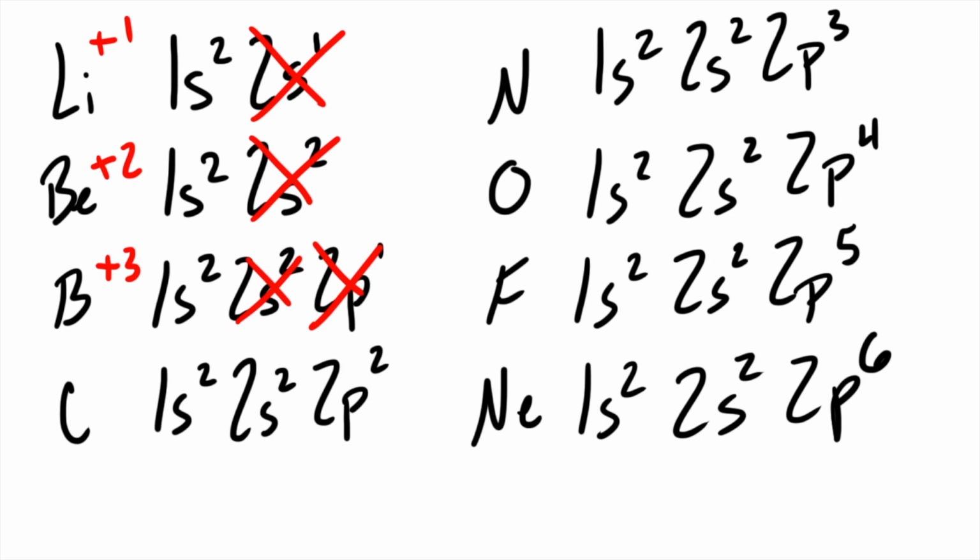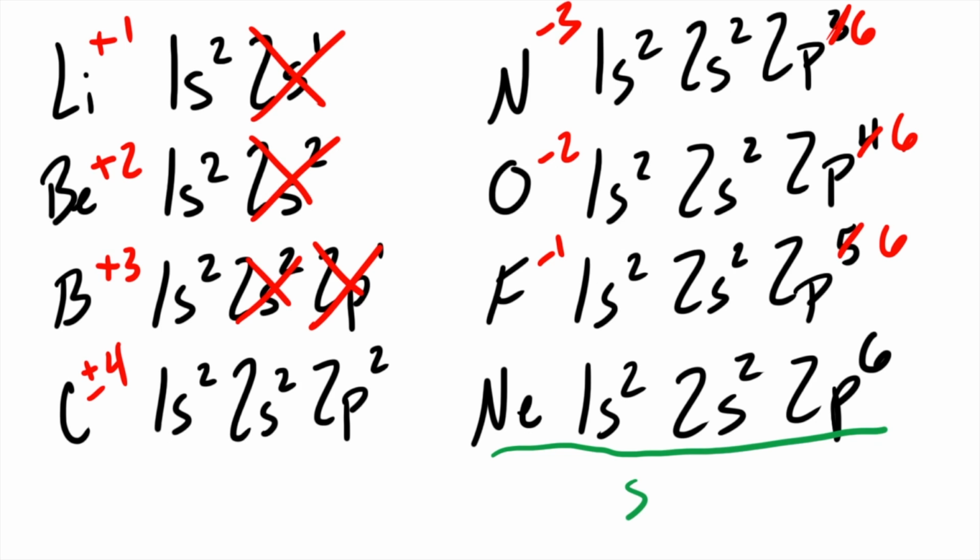Carbon is special in regards to that it has 4 valence electrons. That means it could lose or gain 4 electrons in order to have a full energy level. We're going to say carbon has a plus or minus 4 charge for now. Nitrogen, oxygen, and fluorine all have more than 4 valence electrons, so they're going to gain electrons in order to have a full energy level. That means they're going to have a negative charge relative to the amount of electrons that they gain. Neon already has 8 valence electrons, which makes it a noble gas. It's already stable, so it's not going to lose or gain any electrons.